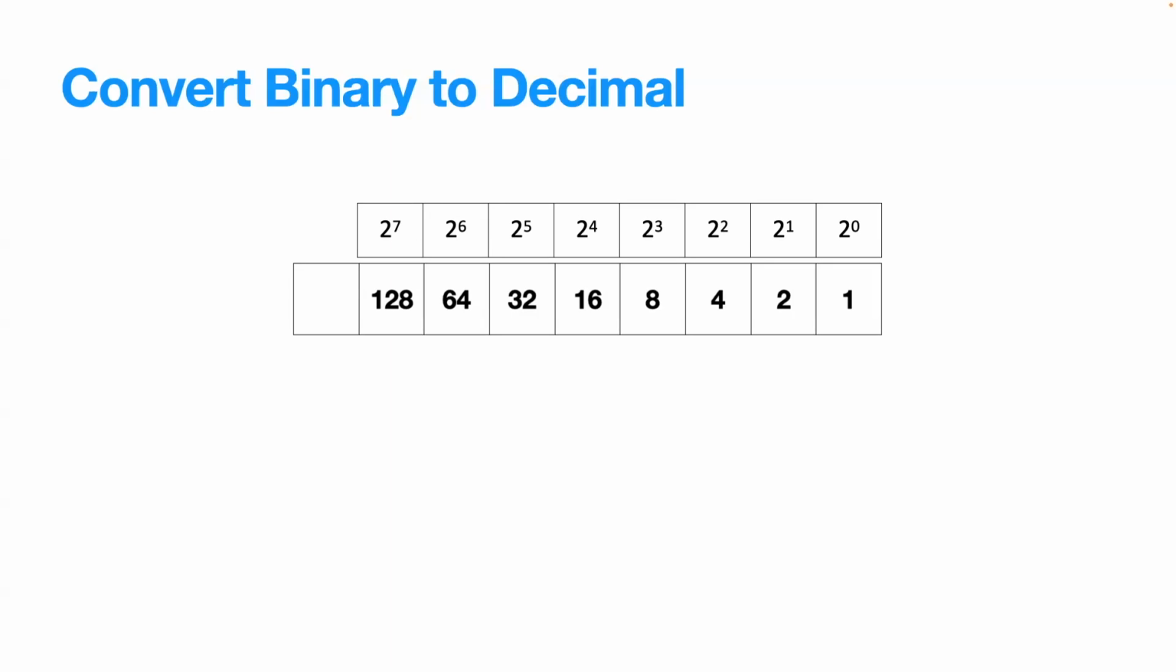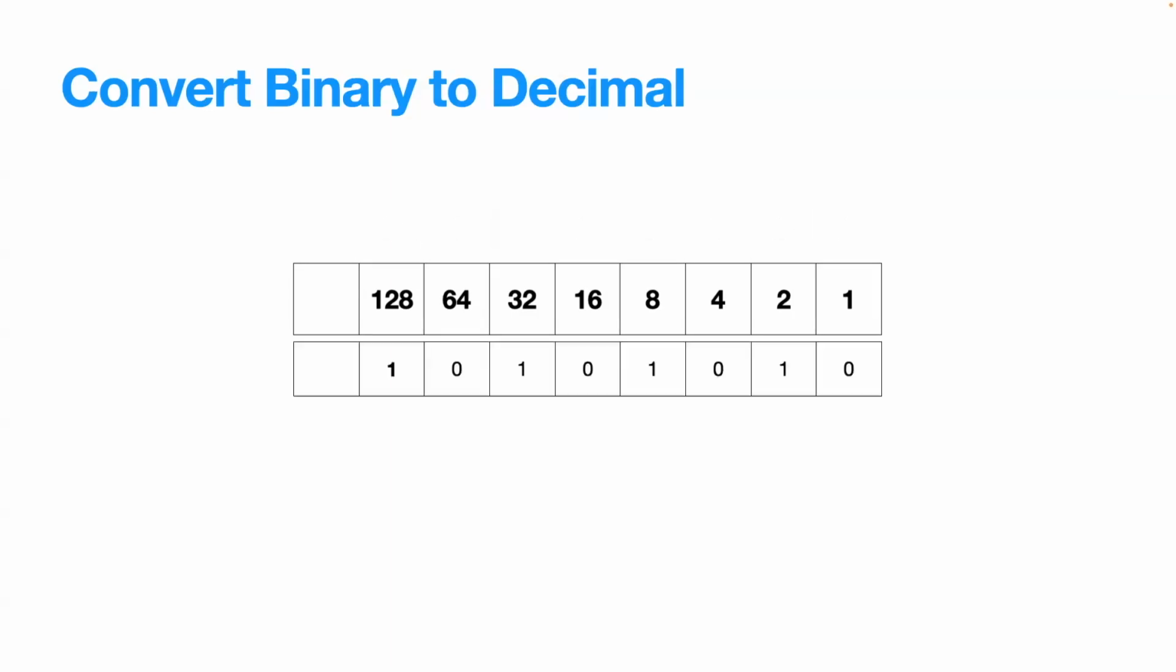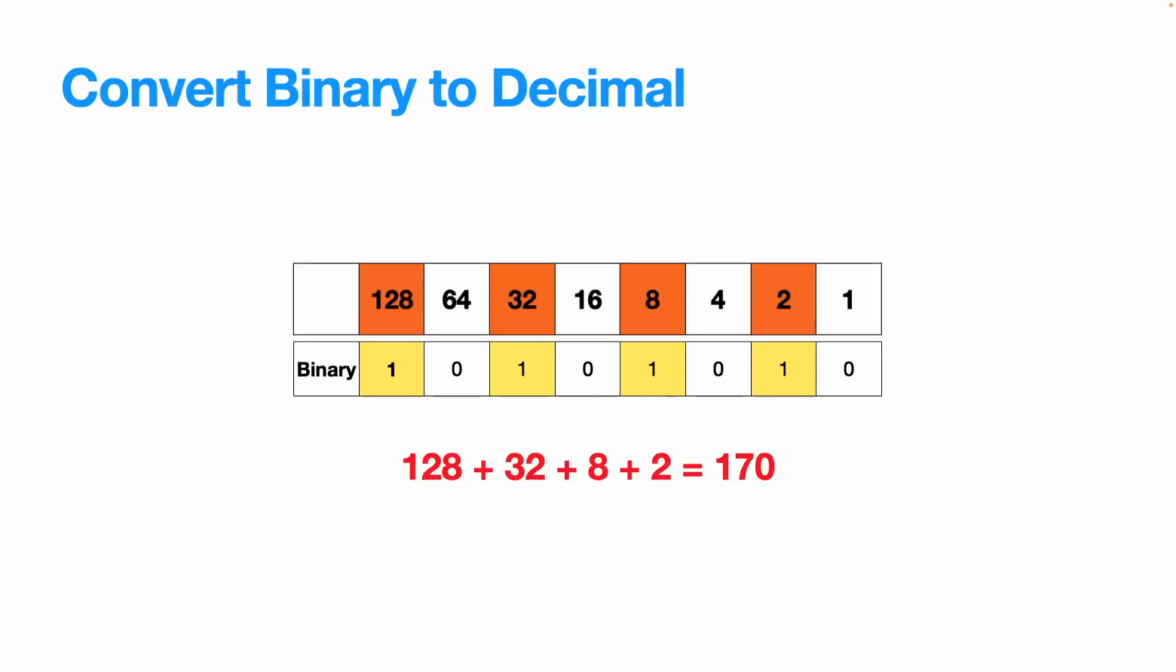In our first example, I am going to use this binary number: 10101010. To convert this, wherever binary ones are coming, we have to add the corresponding table value. Adding 128, 32, 8 plus 2, we will get 170. So the decimal number for this binary 10101010 is 170.